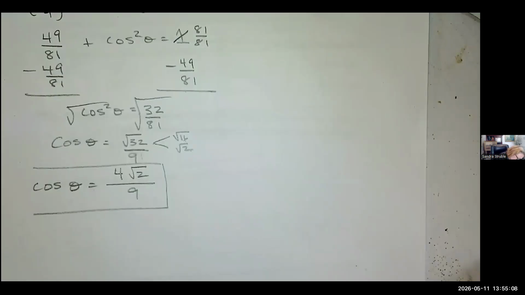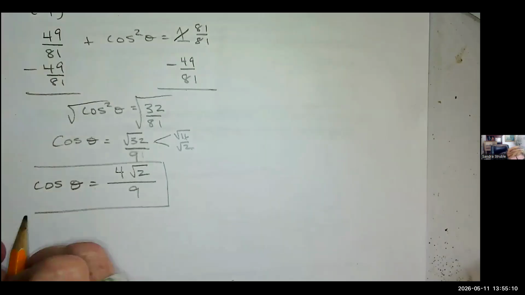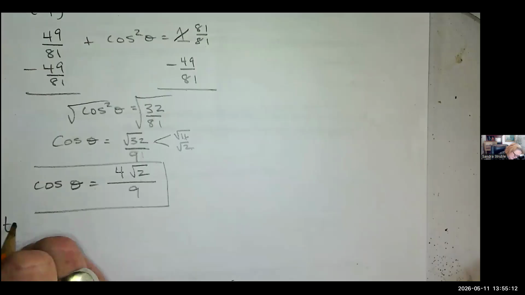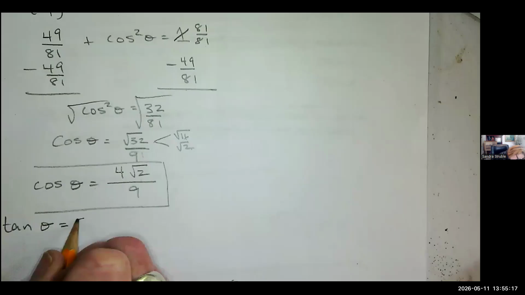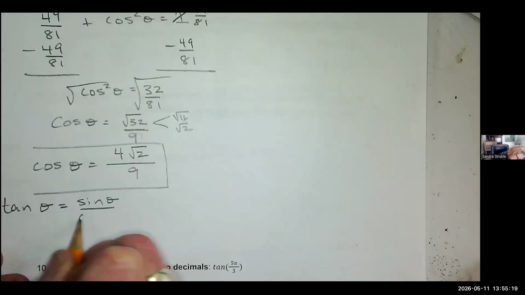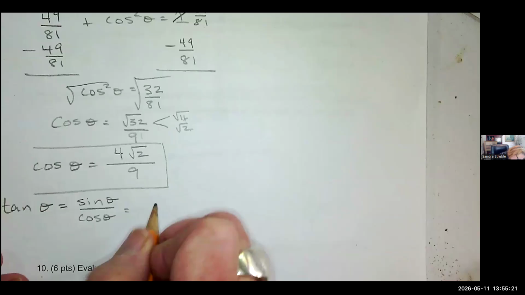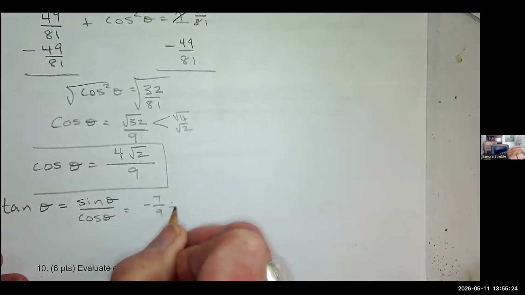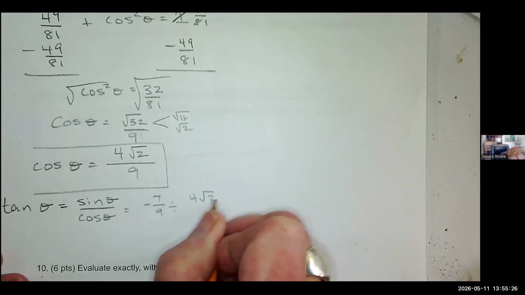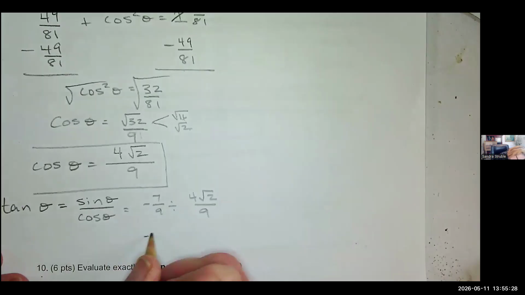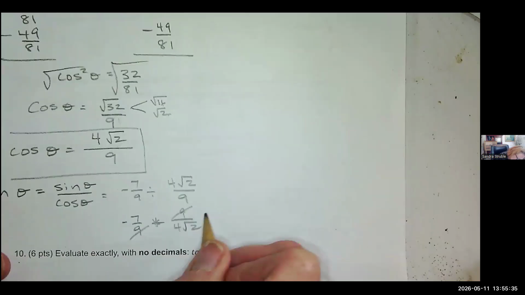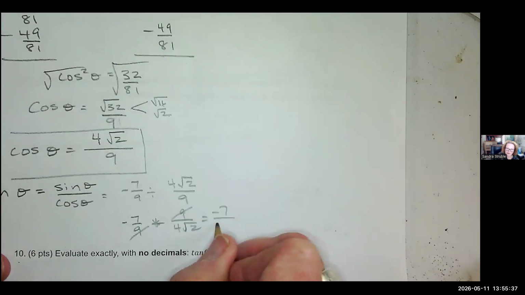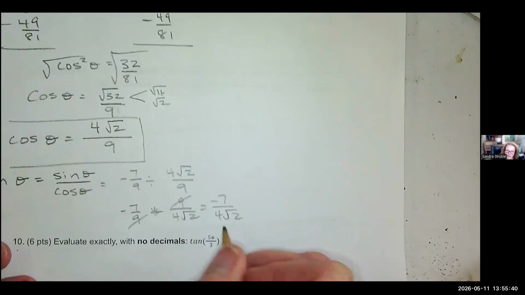All right, let's go to tangent. Tangent of theta is sine of theta over cosine theta. Sine of theta is negative 7/9 divided by cosine of theta is 4 square root of 2 over 9. We're going to keep, switch, reciprocal. Gone. And this is left with negative 7 over 4 square root of 2. I told you I would accept this as an answer. Oh, we need to be careful with this sign.